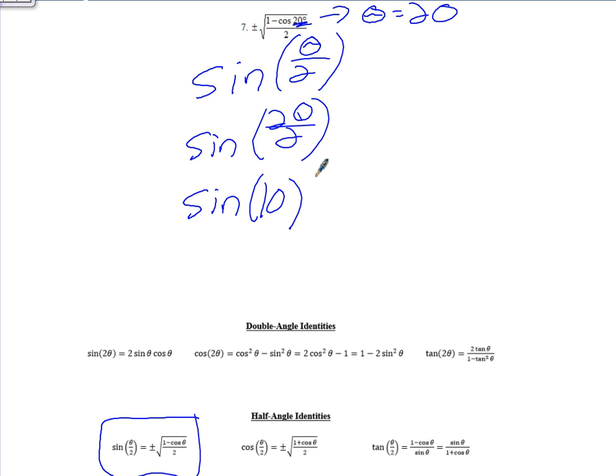Having some problems with the board here. See if it works itself out. There we go. Sine of 10.